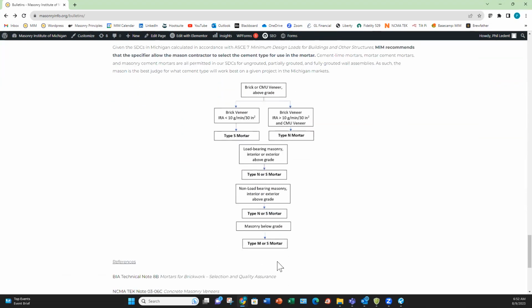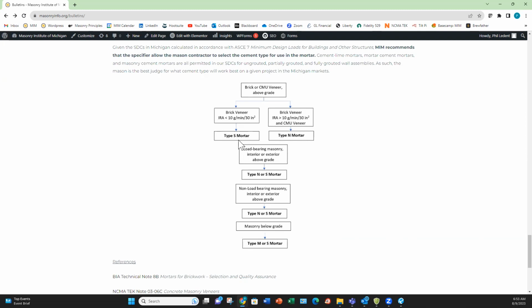And lastly, I did put this flow chart here to try to make all this simpler. So if we do have a brick or CMU veneer above grade, if we have a suction rate or an IRA greater than 10, or a CMU veneer, we are using a type N mortar. If we have a low suction brick with an IRA less than 10, we are using a type S mortar. And we run into issues if we're specifying too strong of a mortar in a veneer that it's harder to clean, and we could perhaps damage the units during the cleaning process. So type N unless we have a low suction brick veneer.